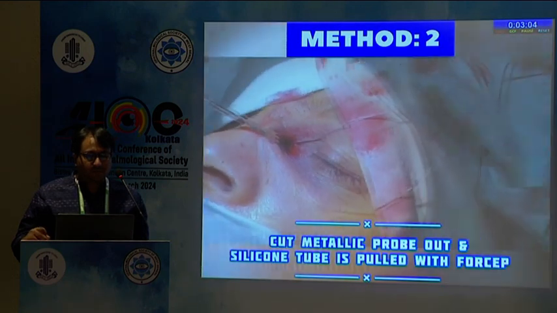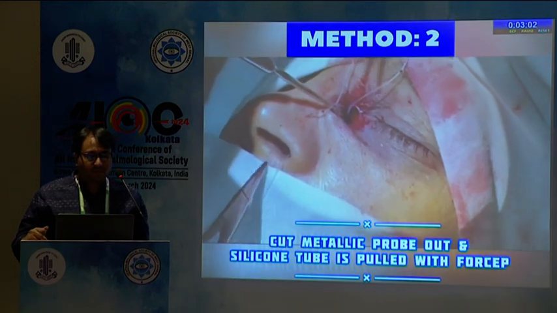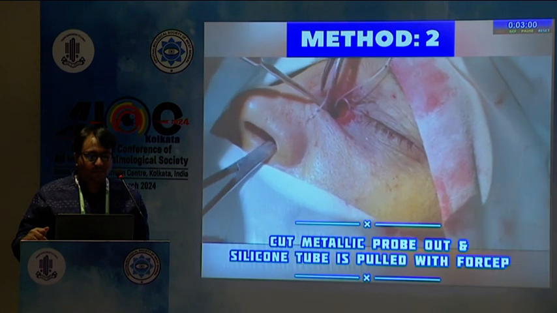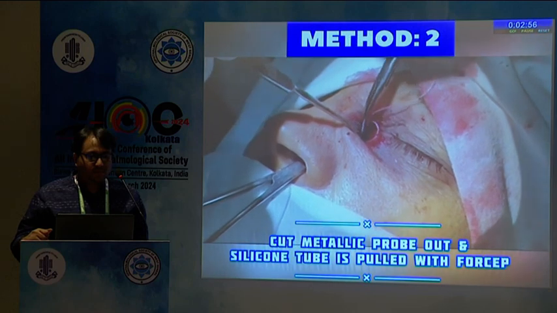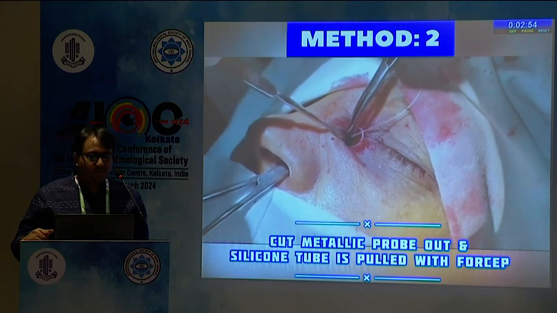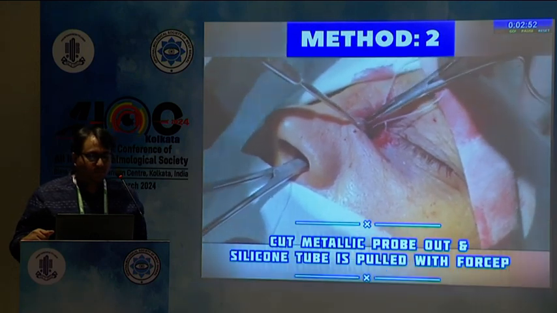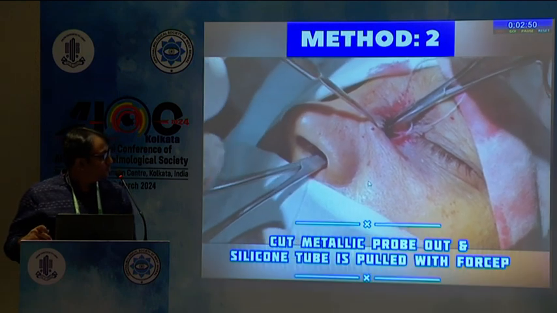Here we can see the metal probes being cut from the silicone tubes and the free silicone ends being gradually guided through the ostium using an artery forceps in the nasal cavity. These ends are then retrieved from the nose and pulled out using another artery forceps.